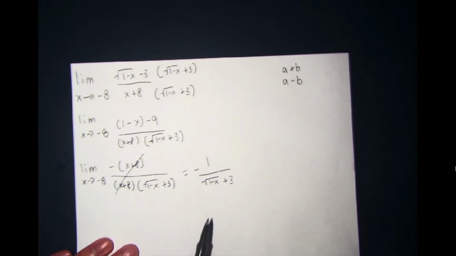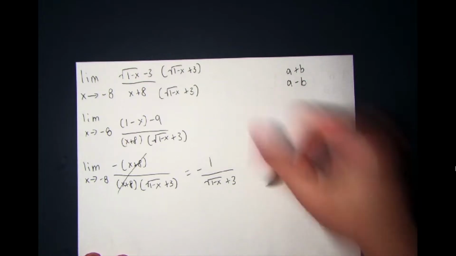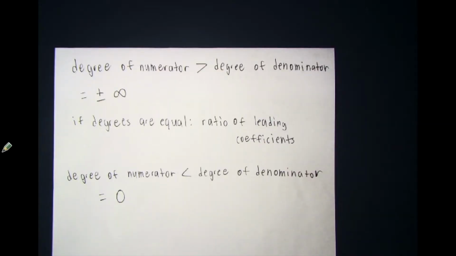What we do from here is we can actually use direct substitution and plug in negative 8 for x, which will give us the answer, which is negative 1 over 6. So here are the general rules for evaluating limits at infinity.